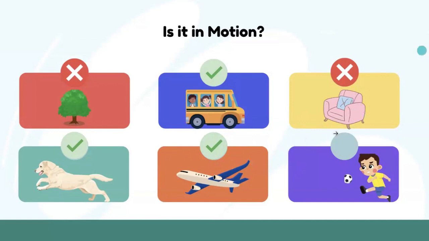Okay, what about this last one right here? This kid is kicking the soccer ball. Is that in motion or not in motion? In motion? Yes, you guys are 6 for 6.